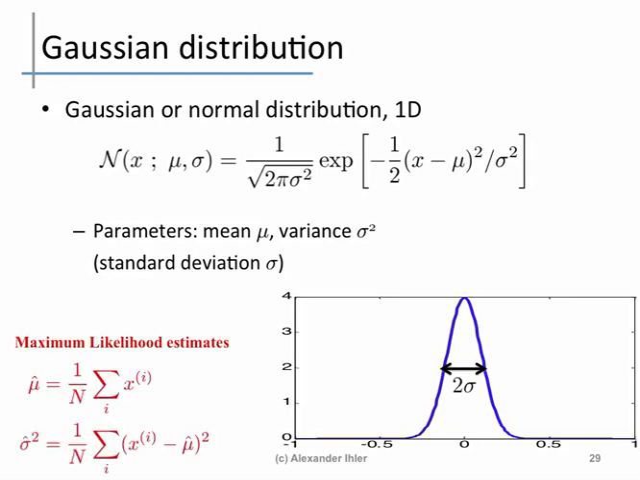Perhaps not surprisingly, if you write down the likelihood function as a function of mu and sigma, and find its maximum given some observations x1 through xn, you'll find that the maximum likelihood estimate of the mean is simply the empirical mean of the data. So if you want the maximum likelihood estimate, just take the empirical mean. And the maximum likelihood estimate of the variance is the empirical variance. So take each data point, subtract the empirical mean, and square it, and then average over those data points.